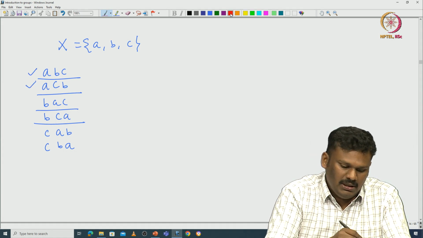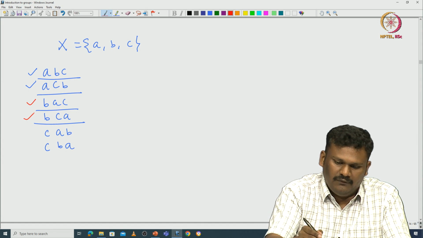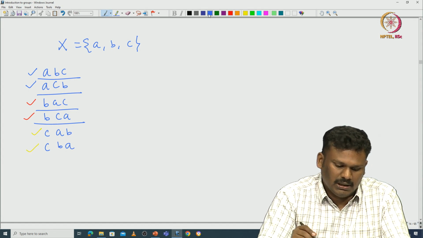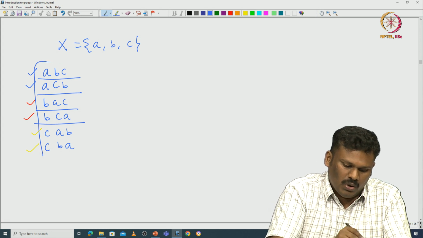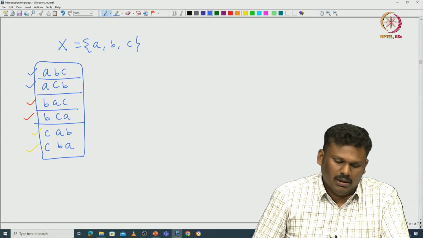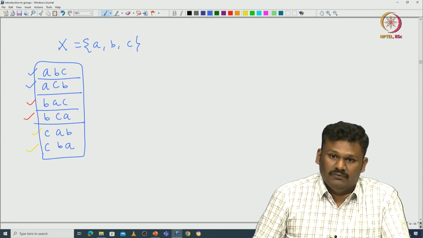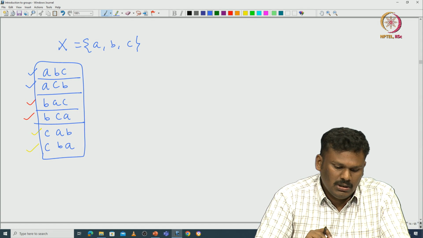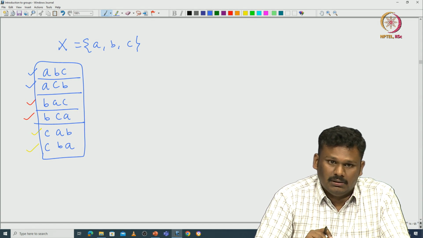If it starts with B, these two are the possibilities. If it starts with C, these two are the possibilities. So, these are all the possible one-words that we can get from ABC. Let us see what they mean in terms of permutations, or the functions.